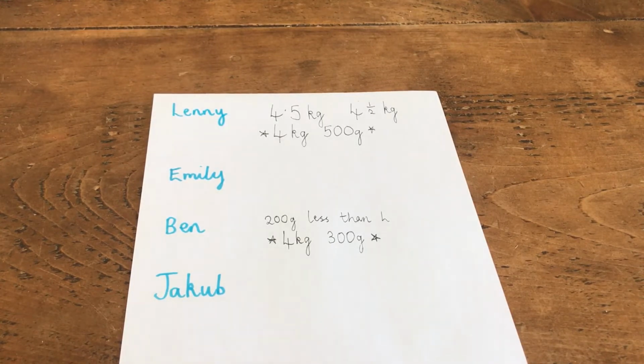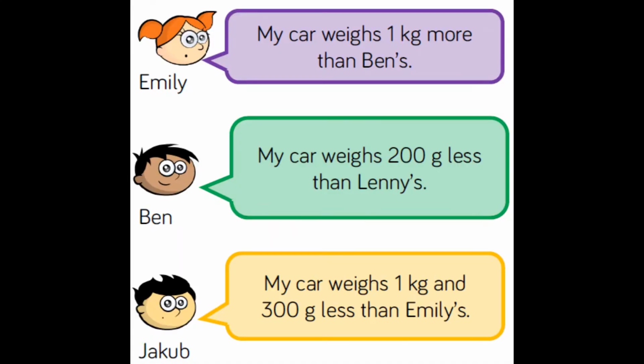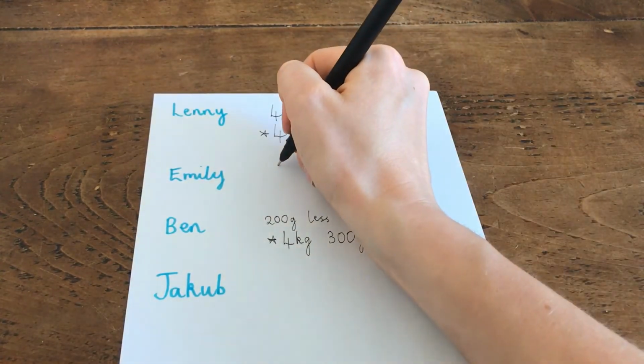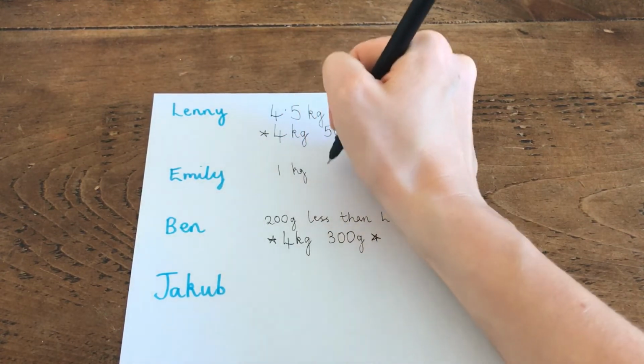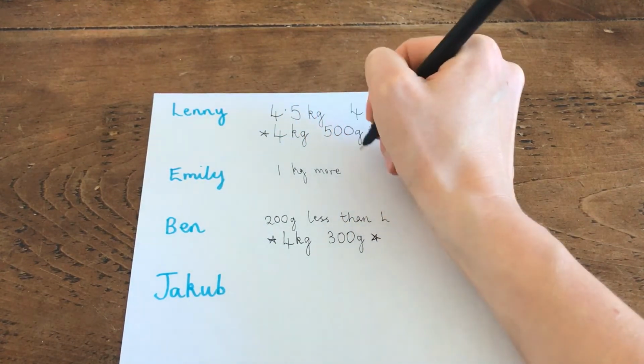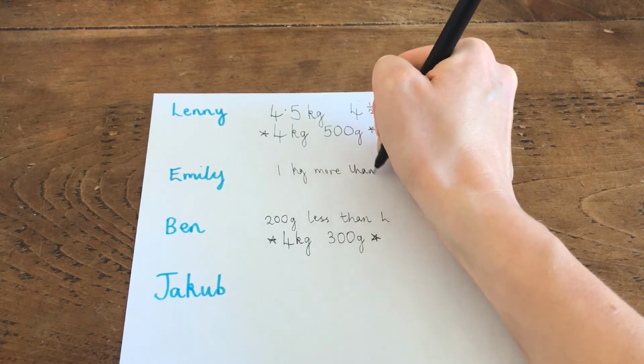Right, let's have a look back at our problem again. Okay, so whose can we work out now? We know Ben's. Whose can we work out next? Emily, that's right. Now, Emily's car weighs 1 kilogram more than Ben's. 1 kilogram more than Ben's. So let's have a look. 1 kilogram more than Ben.